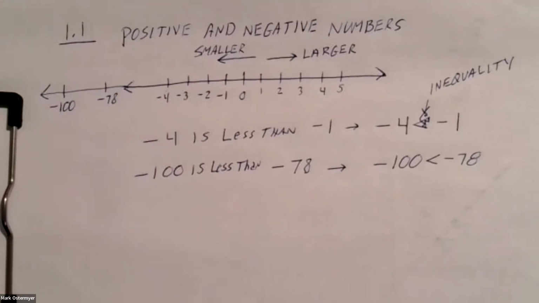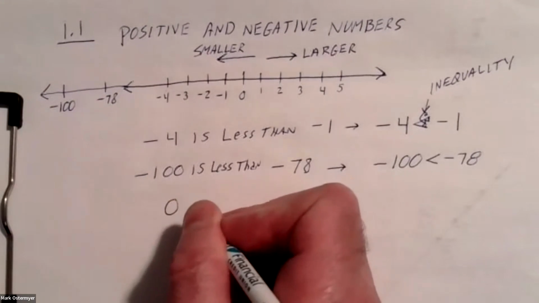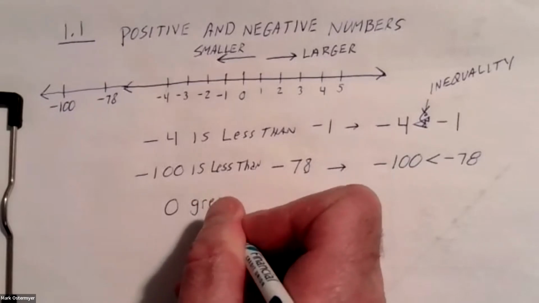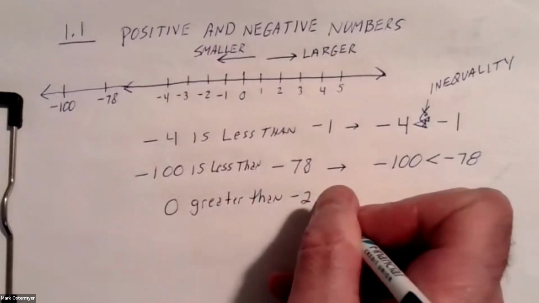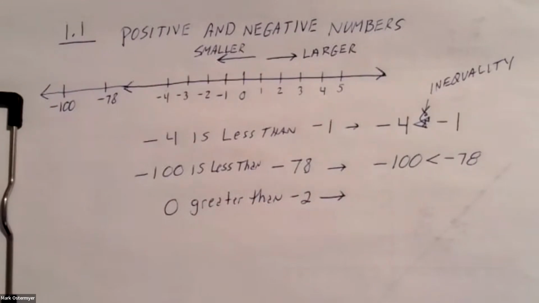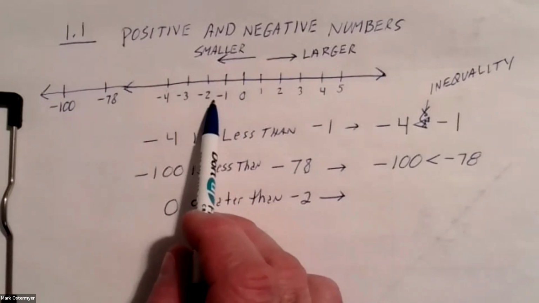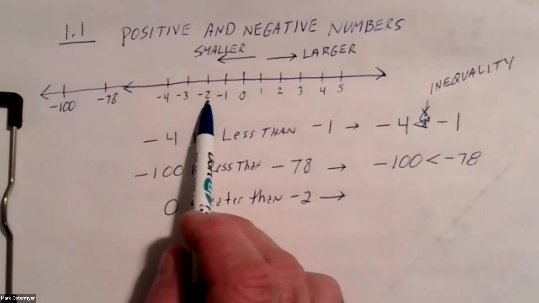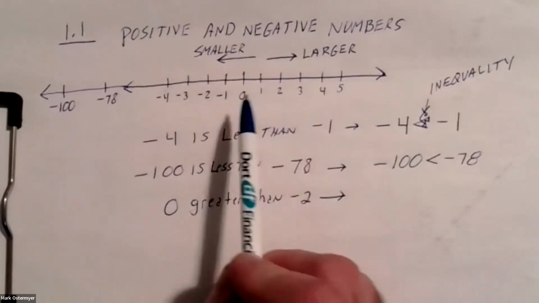Is this making sense so far? Do you agree that 0 is greater than negative 2? Why is 0 greater than negative 2? Anybody? Why is 0 greater than negative 2? Sophia? I might pick on people from time to time. Don't mind me. Sophia, why do you think 0 is greater than negative 2?